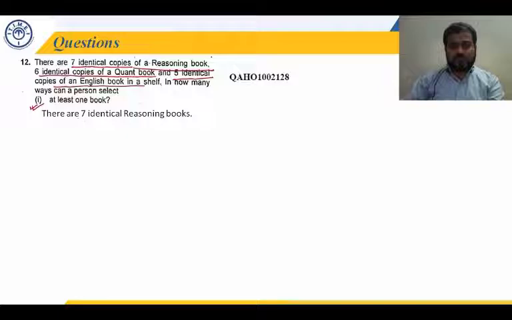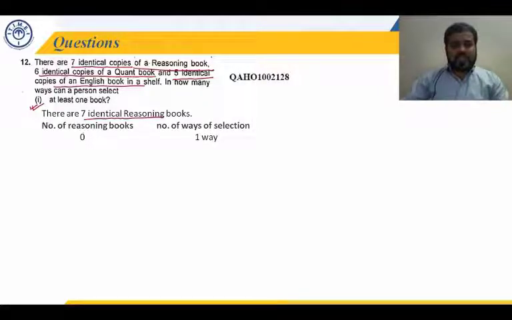So let us look at first of all reasoning books. There are 7 identical reasoning books. Now let us look at the number of ways of selecting reasoning books. If I am not selecting any reasoning book, meaning selecting 0 reasoning books, there is only one way.